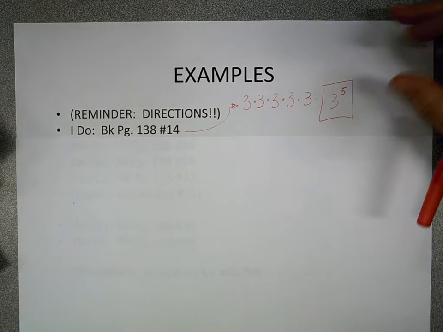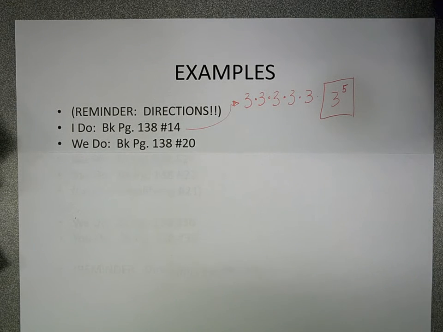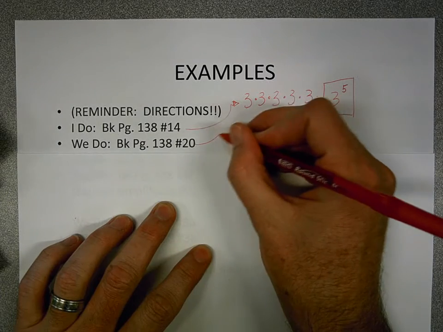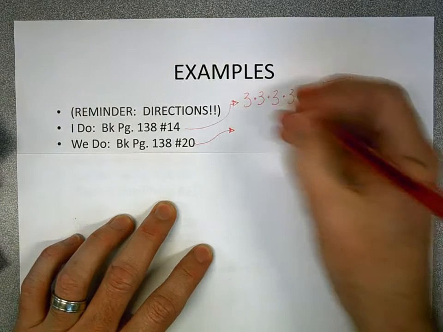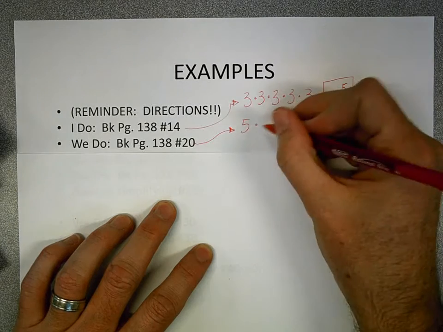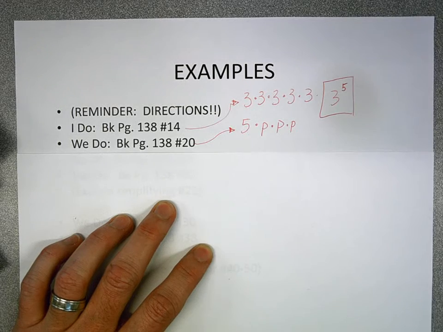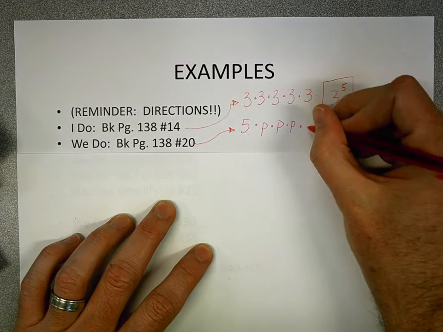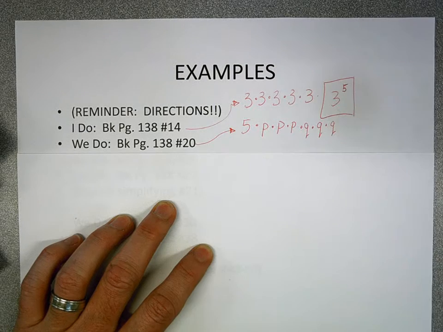But let's go ahead and take it up a half a notch here, and let's stay on the same page, but let's take a look at problem number 20. Problem 20. Okay, problem number 20 is 5 times P times P times P times Q times Q times Q.